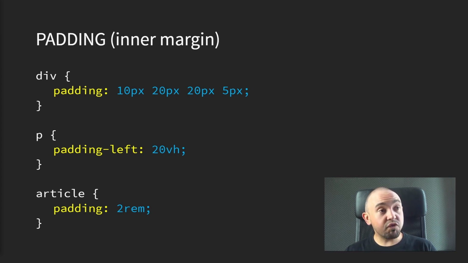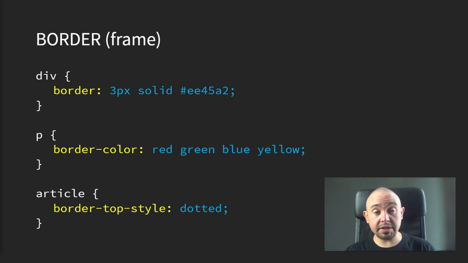We can provide 4 values, or we can refer to a specific element side in the property name. We can also use different units to define padding and use negative values as well. In contrast to the margin, padding is the part of our element. It is inside our element and not outside like the margin. Another property is the border, which is the frame of our element.